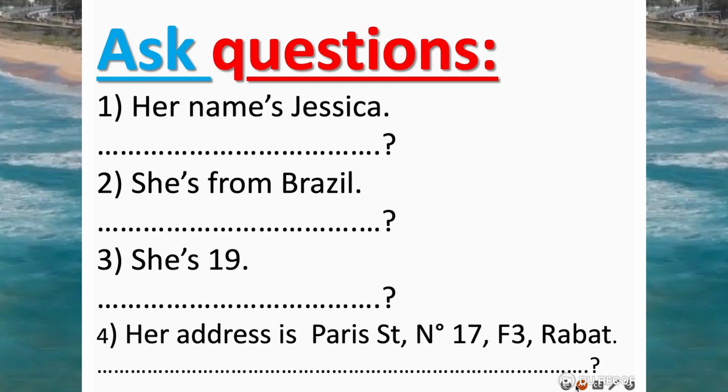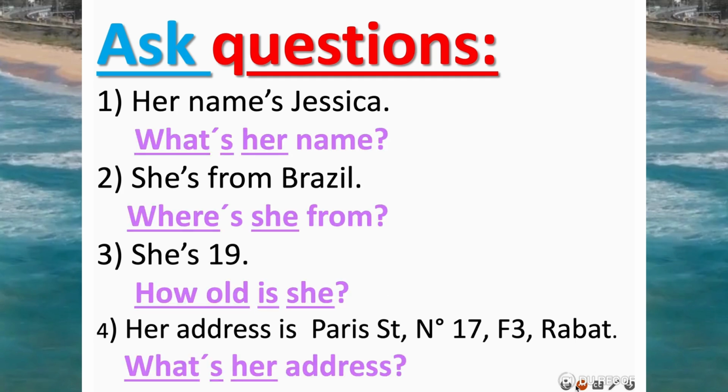Ask questions. Her name's Jessica. She's from Brazil. She's 19. Her address is Paris Street, number 17, F3, Rabat. So let's see the answers.